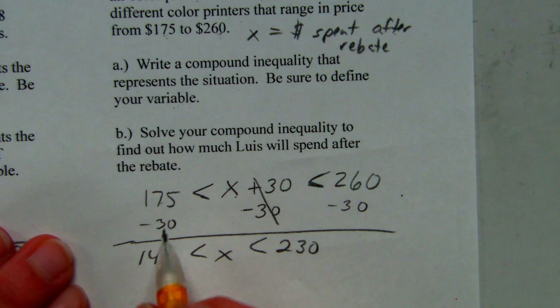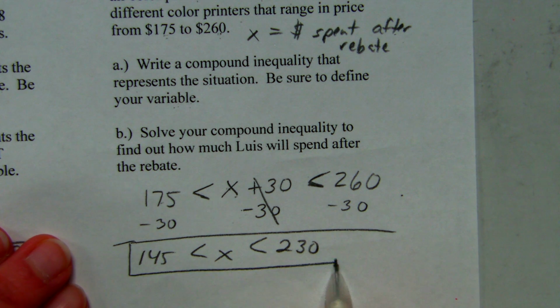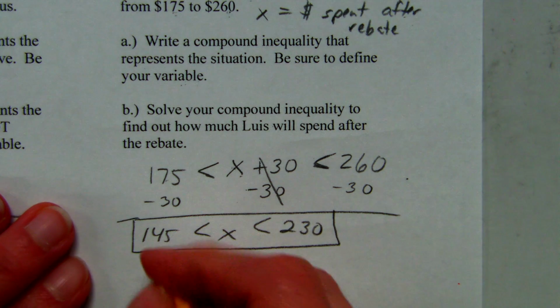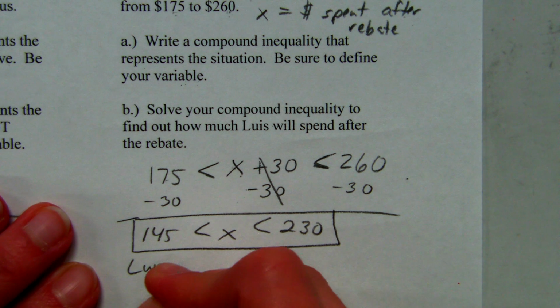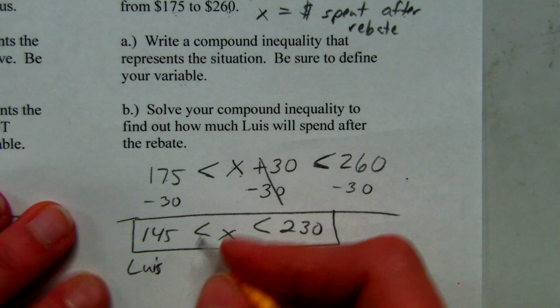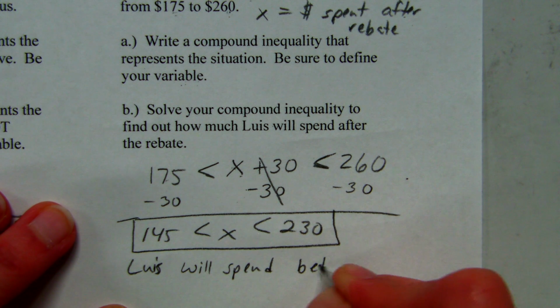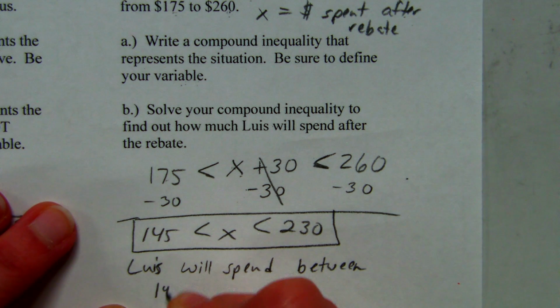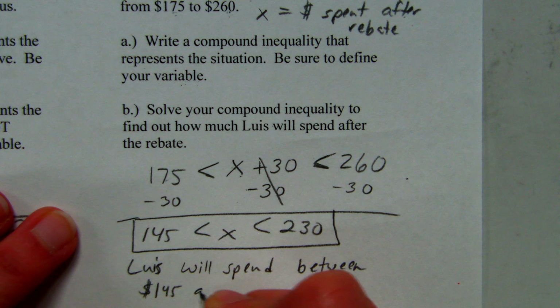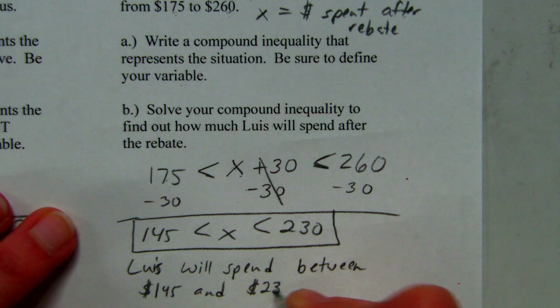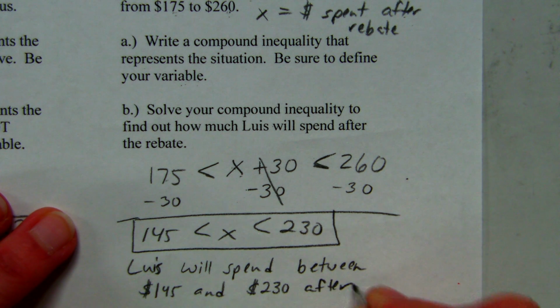It doesn't actually say 2, but we'll write it in words just to practice. And so we would say that Luis, or Louis, if you're speaking French, will spend between $145 and $230 after the rebate.